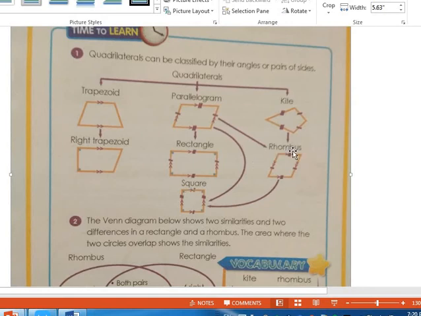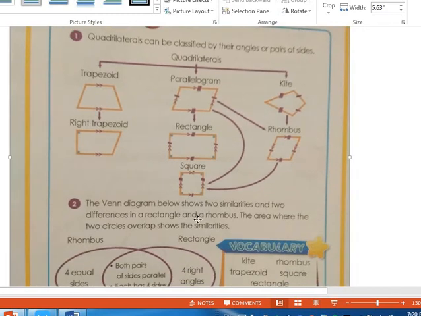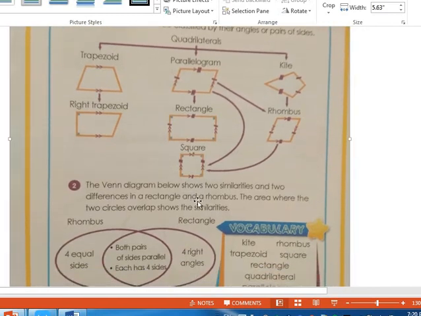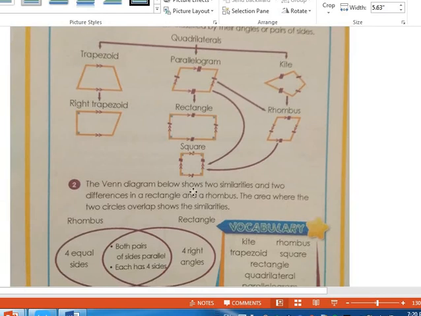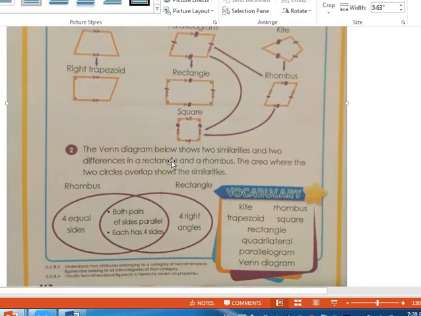And here the rhombus, and the square here, is what? All sides are equal in length, right? And has four right angles. The Venn diagram here below shows two similarities and two differences in a rectangle and the rhombus.